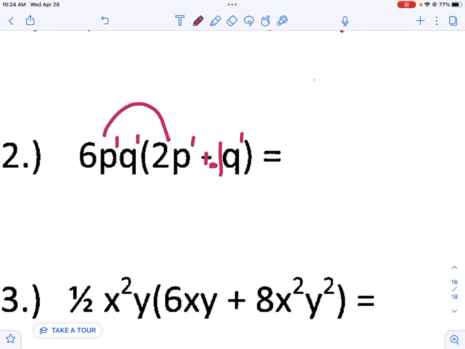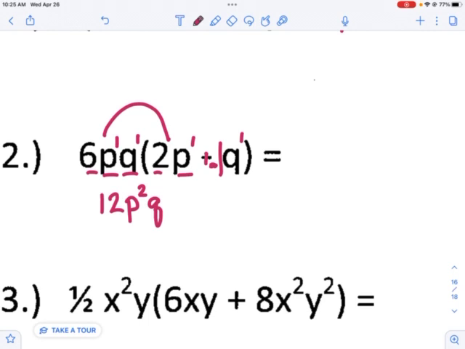So 6 times 2 is 12. And then I have p to the first times p to the first. Well, that's really p squared. And then I have q to the first, but I have no other q's to multiply it in this term. So I'm just going to leave it as q. So I have 12p squared times q.